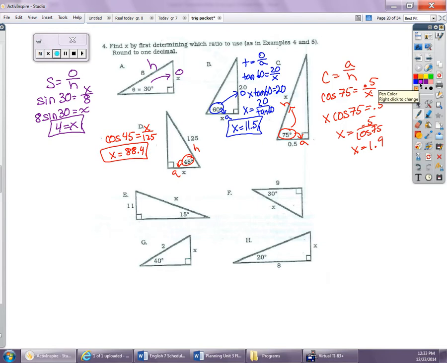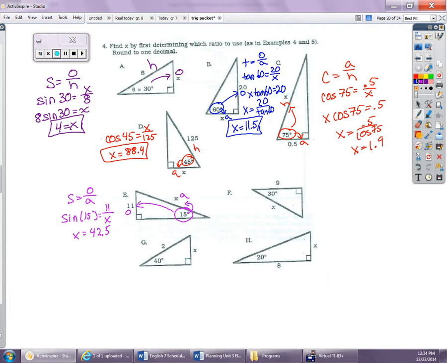When you look at E, here's your angle. You're given this, which is opposite. You're given this, which is adjacent. So sine is opposite over adjacent. So the sine of 15 degrees equals opposite, which is 11 over x. X equals 42.5-ish.